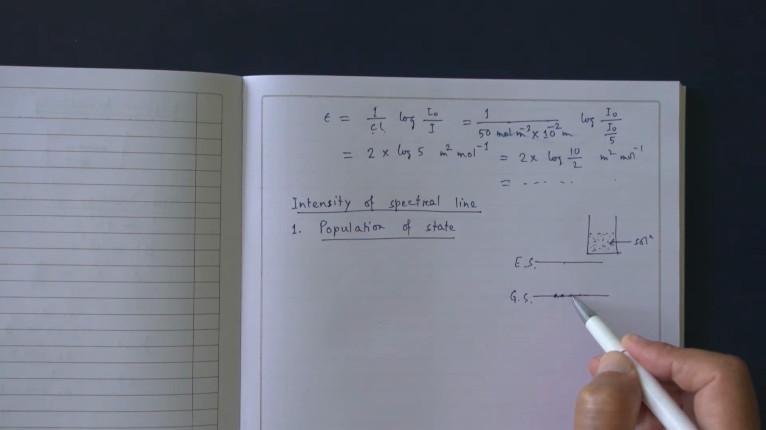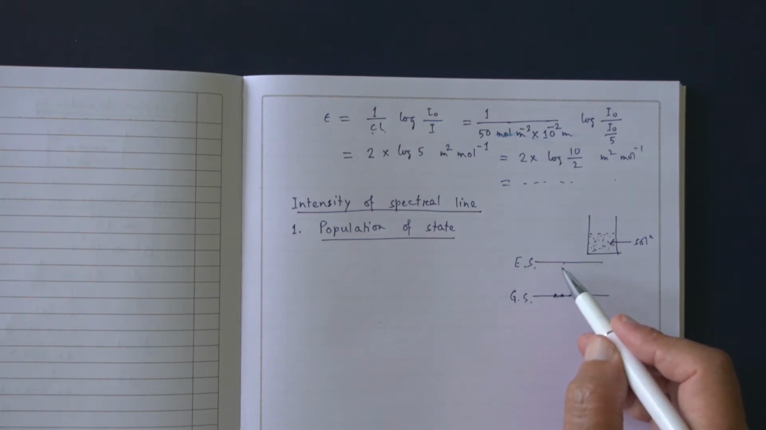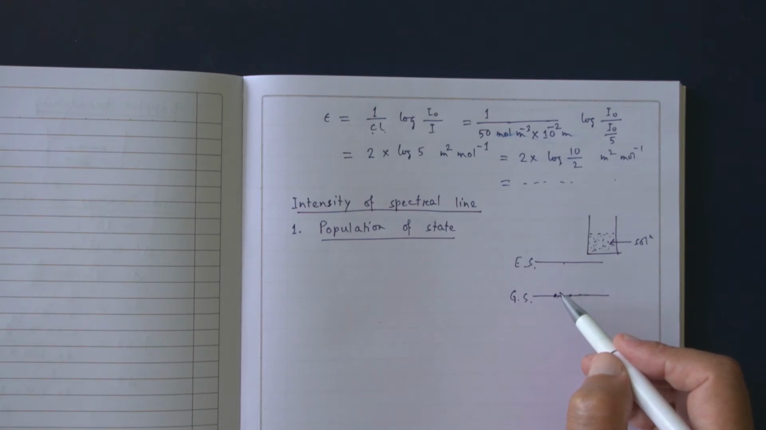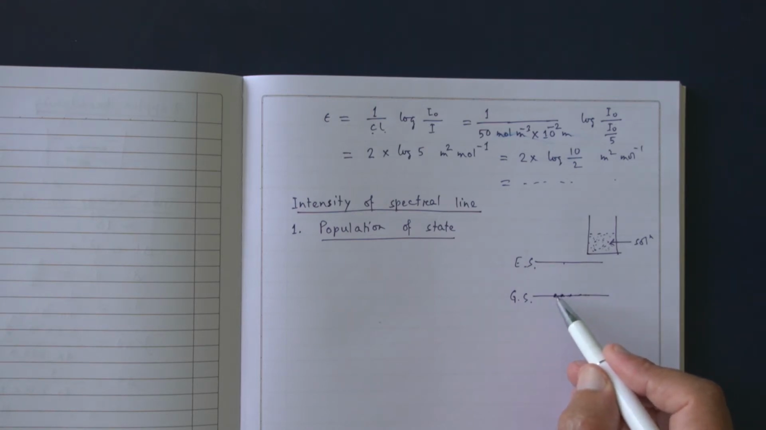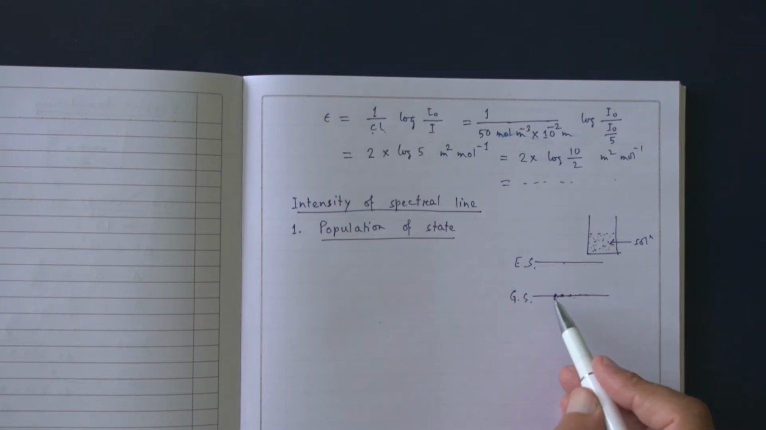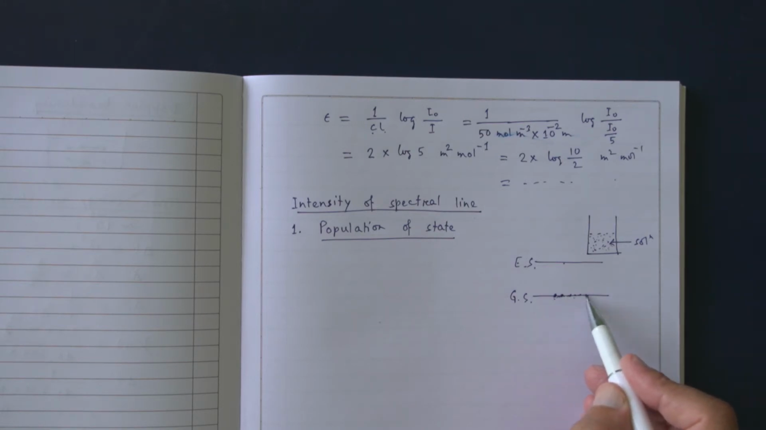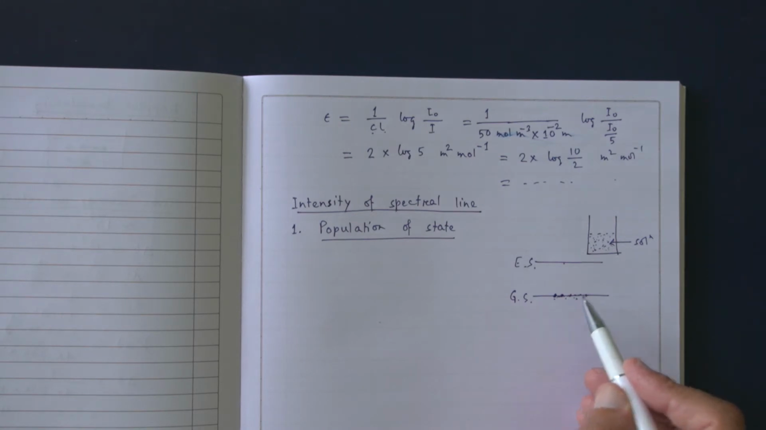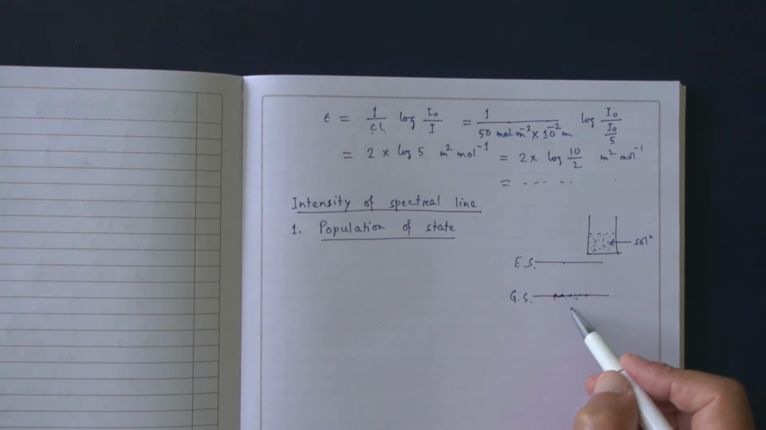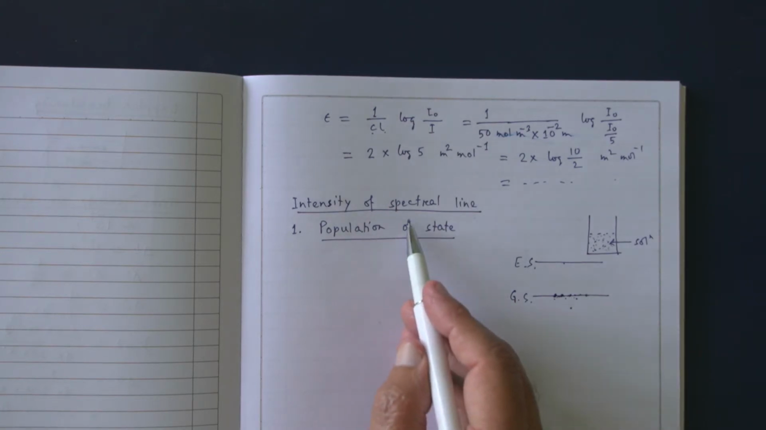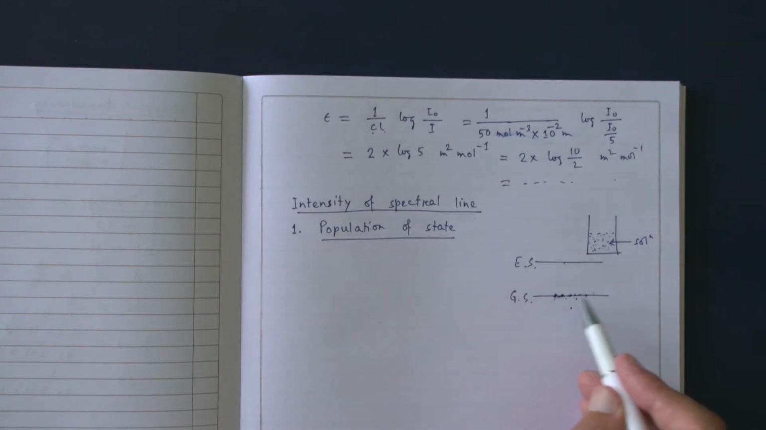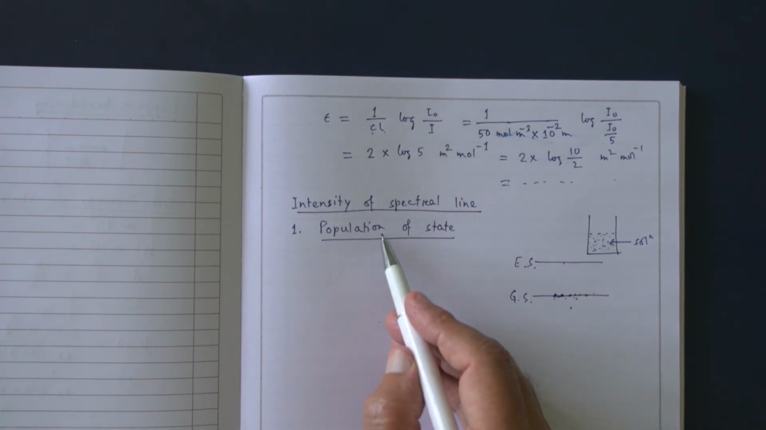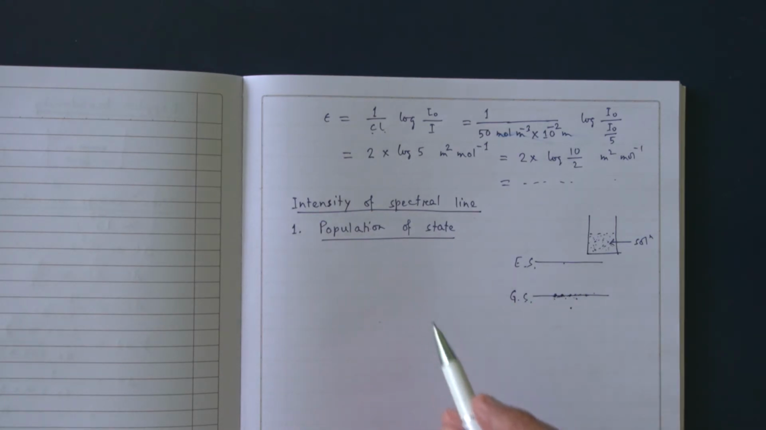More absorption means the intensity of the spectral line will be more. But if the number of molecules in the ground state is very few, then only a few photons will be absorbed. So the intensity of this spectral line will be less. So the number of molecules means the population of the state. More molecules, population is more.